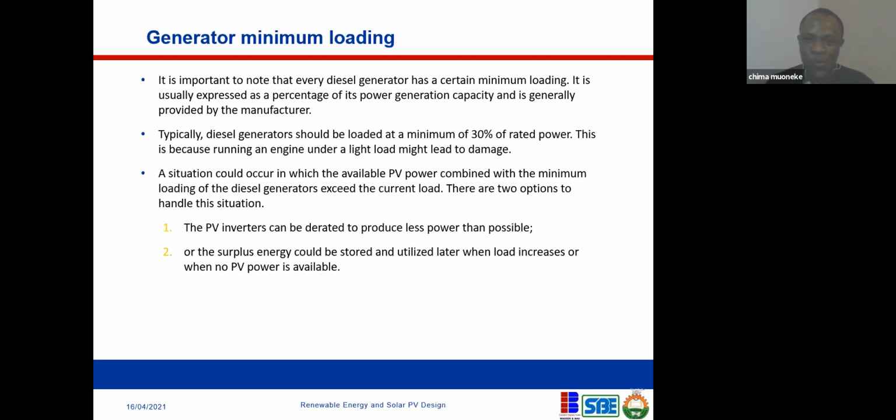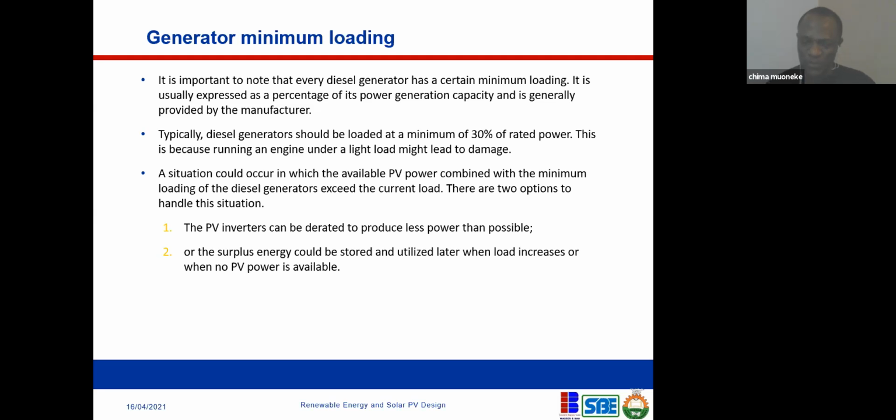And now there are two options to handle the situation. One of the options is that the PV inverter can be derated to produce less power than possible. So with the example I cited, you have a 100 kilowatt load to power, your PV system is generating 80, but your generator cannot do less than 30. So your generator still has to run at 30%. So your PV system has to derate itself and produce 70%, so the 10% will not be wasted. Only 70% can go into your system.